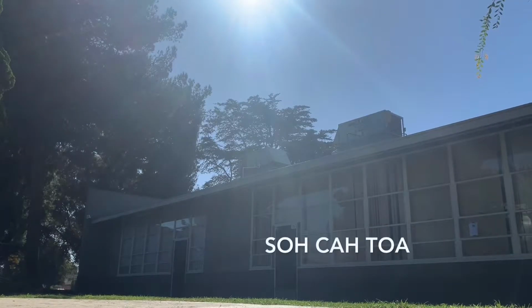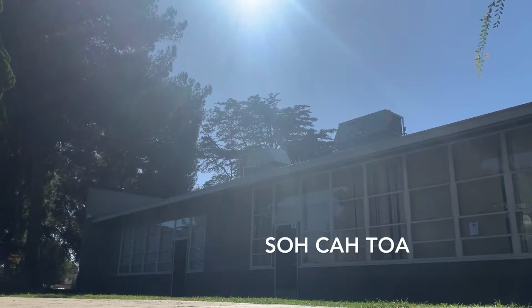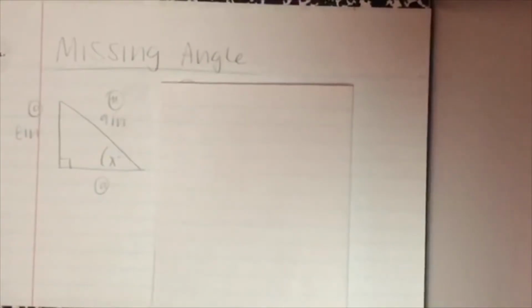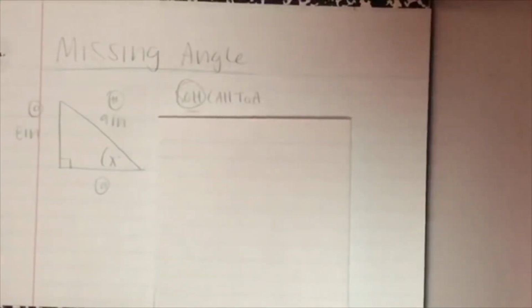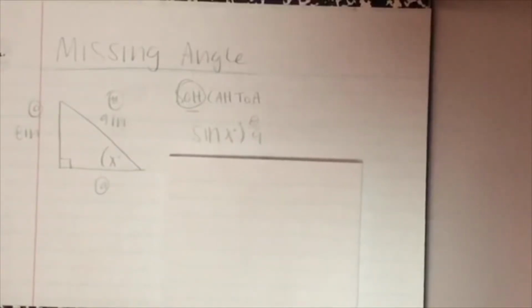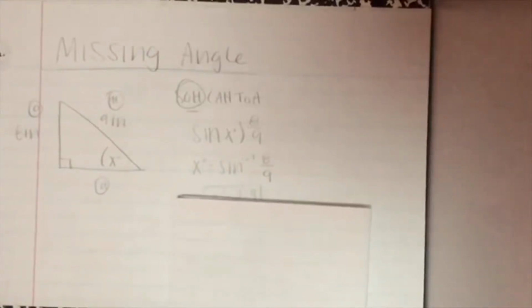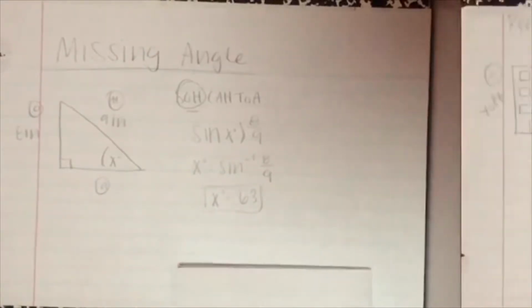SOHCAHTOA, what is it? Sine, O over H. Cosine, A over H. Tangent, O over A. Now we learn our trigonometry. To get the missing angle for this triangle, you need to use sine since the only numbers available are O and H. After that, plug into the formula, and to get x alone, you need to inverse sine, then plug that into the calculator to get the degrees.